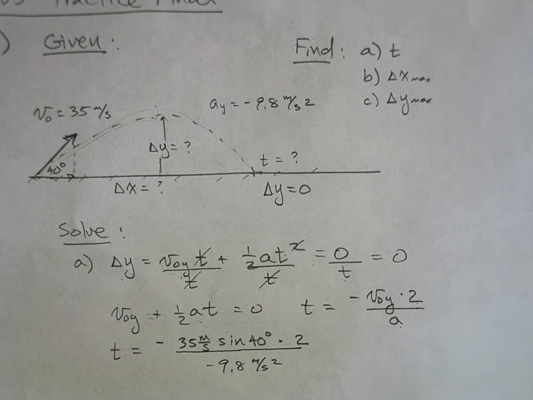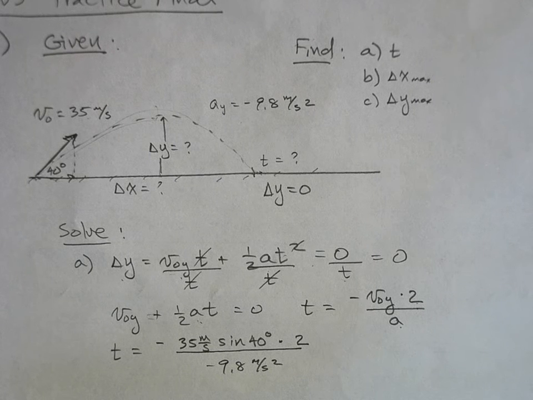So I got 35 times the sine of 40, then times 2, divided by 9.8, and I got 4.59.